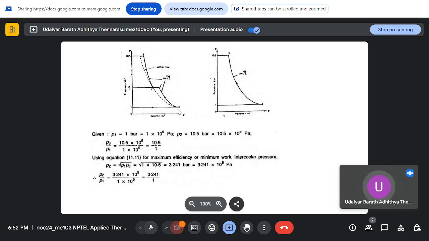The ratio of final pressure to initial pressure is 10.5. The intermediate pressure, which we have seen for minimum work and maximum efficiency, is root of P1 into P3. Or you can say the final pressure ratio raised to the power half will be the pressure ratio required in each stage. So it comes out to be 3.241. Your intermediate pressure is 3.241 into 10 power 5 Pascal, so each stage pressure ratio is 3.241 in two stages.